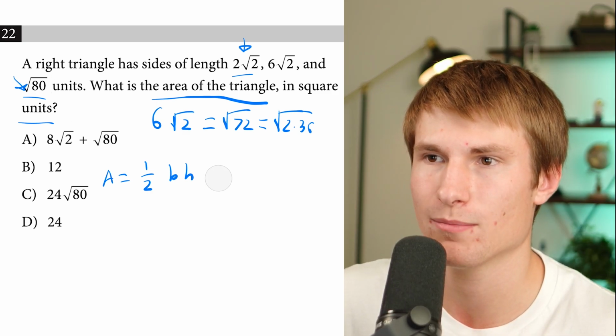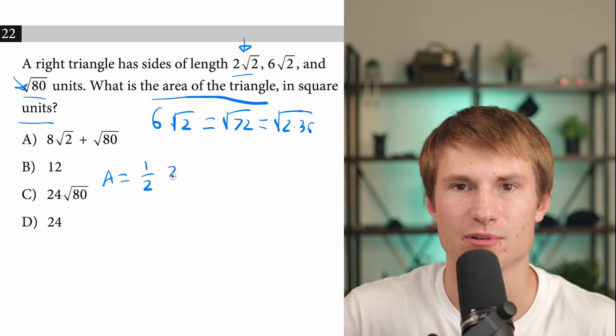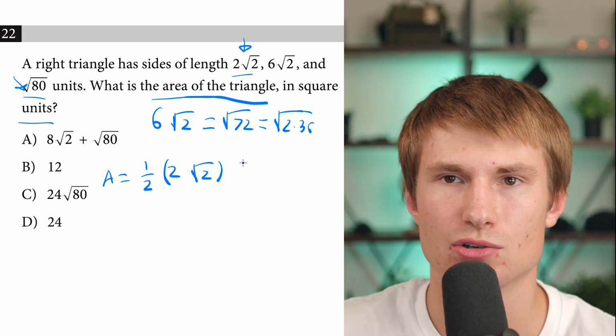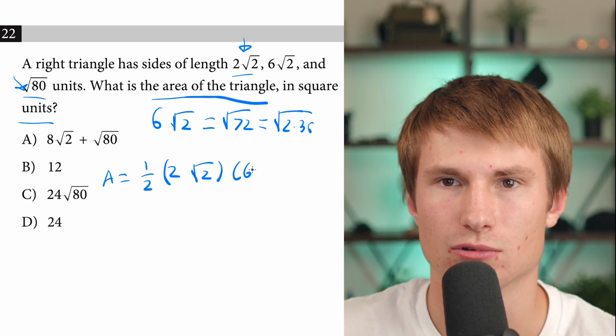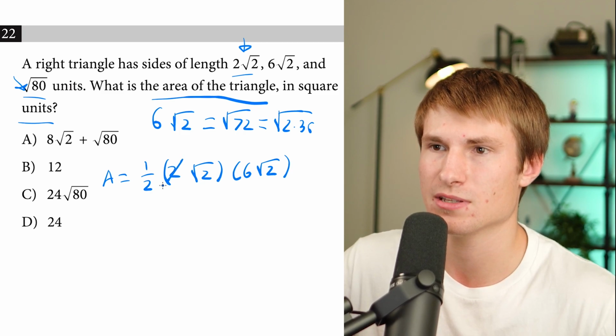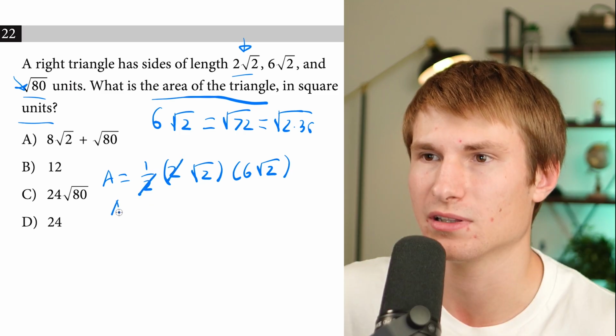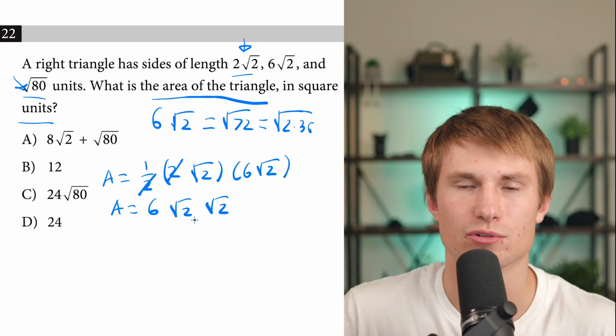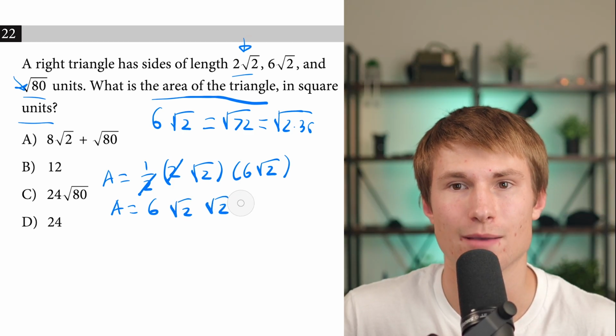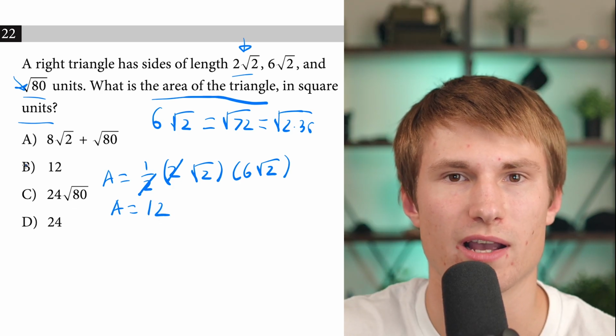Therefore, I know that my base and my height values can be represented as that 2 root 2 and that 6 root 2. From here, it's really easy because we see this 2 is going to cancel with this 2, and we're going to be left with A equal to 6 times root 2, which we know will end up equaling 6 times 2, which will equal 12. So our answer there would be answer choice B.